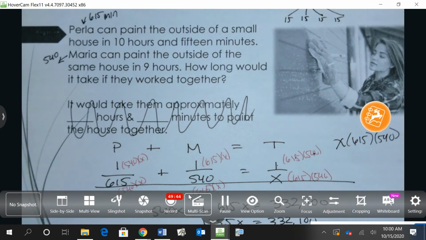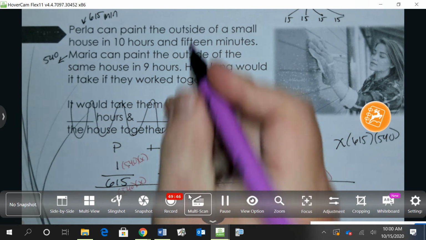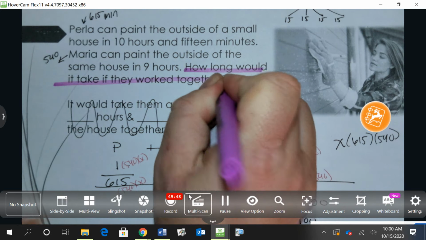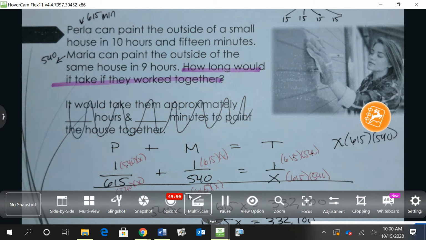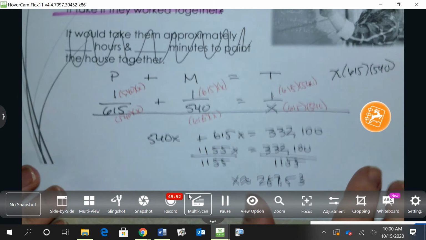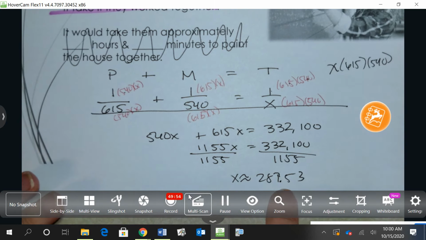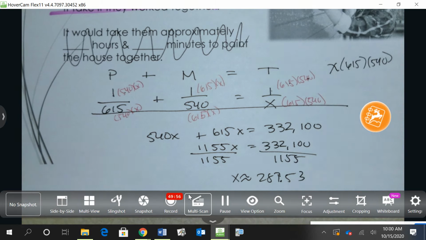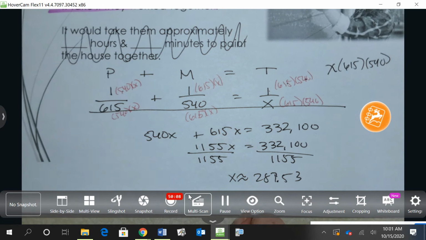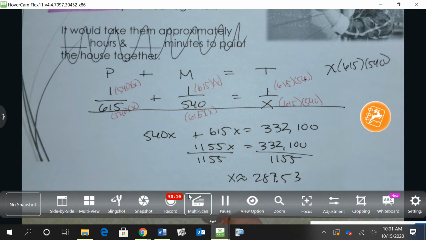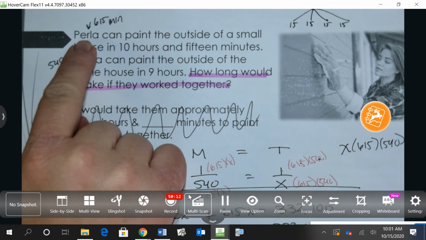and I'm going to highlight what is the question we're trying to answer. How long would it take if they worked together to paint the outside of a small house? So when you write this answer down, we're going to use the word approximately because it is rounded. Now, whether you say 287 or 288, I'm not getting caught up on that as much. I would be specific so it's easier for me to grade in how I want you to round it. But it would be something like this.